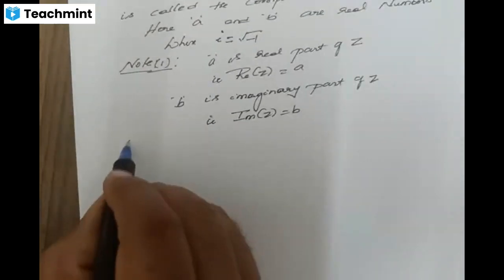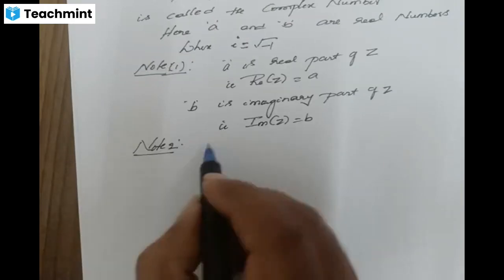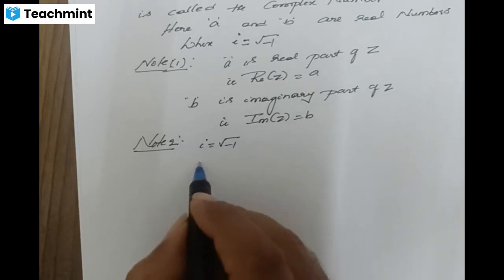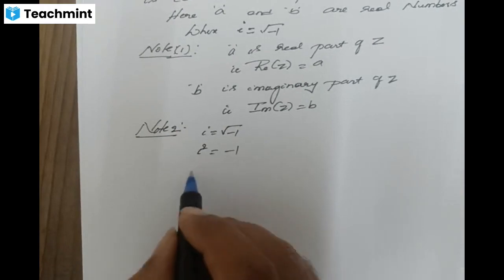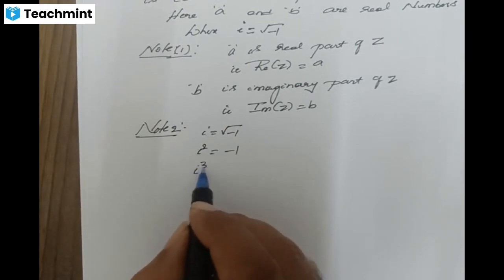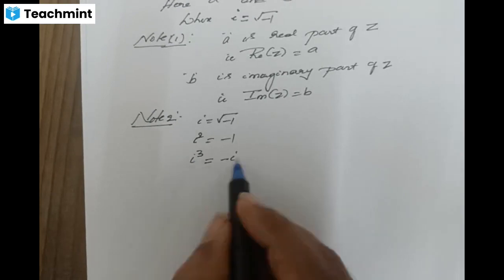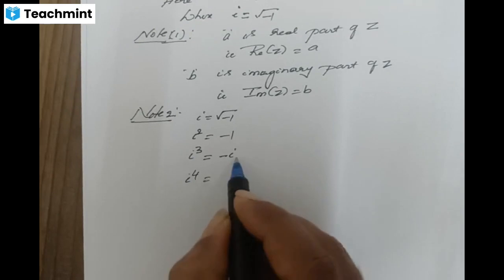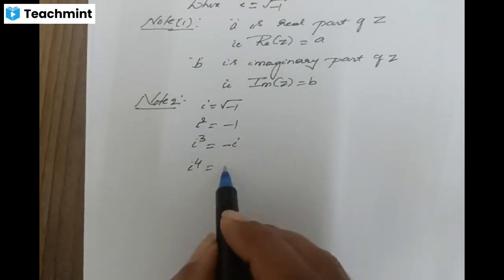And note 2: i is equal to root of minus 1. Squaring on both sides, i square is equal to minus 1. Multiplying by i on both sides, i cube is equal to minus 1 into i, which is minus i. Again multiplying by i, i power 4 is equal to minus i square, and minus i square is minus 1 into minus 1, that is equal to plus 1.